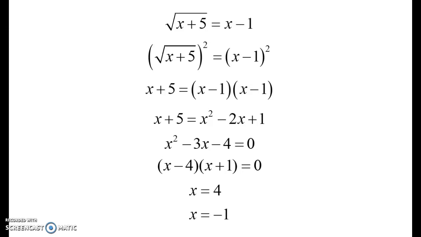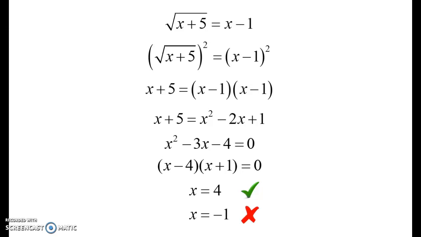Then we check our answers. 4 plus 5 is 9. The square root of 9 is 3. And on the other side, 4 minus 1 is also 3. So that one checks out. For negative 1, negative 1 plus 5 is positive 4. The square root of 4 is 2. And then negative 1 minus 1 is negative 2. Well, negative 2 and positive 2 are not the same thing, so that answer does not work.